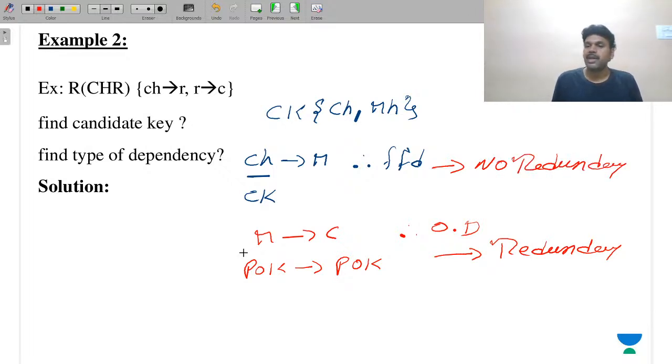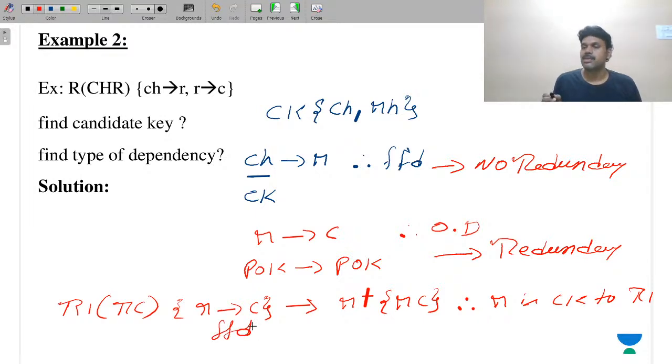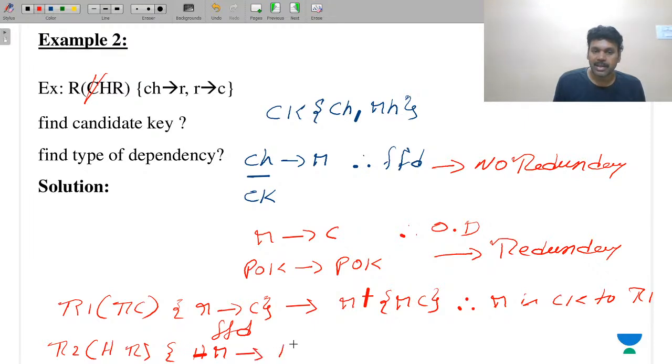So what do we do? We try to split it. What is the first table? R1, RC. What is the dependency? R implies C. By finding R closure, you will get RC. Therefore, R is a candidate key to R1. So this dependency becomes what? FFD. So as C is dependent on R, remove C from there. What is the rest of the table? Second table is HR. So by finding HR closure, you will get HR. Therefore, HR is a candidate key. So here also it becomes fully functionally dependent.